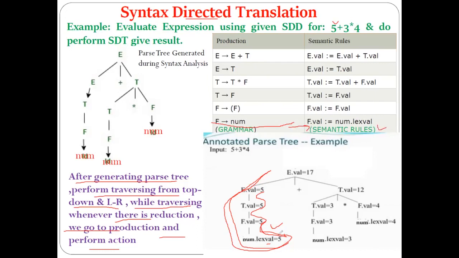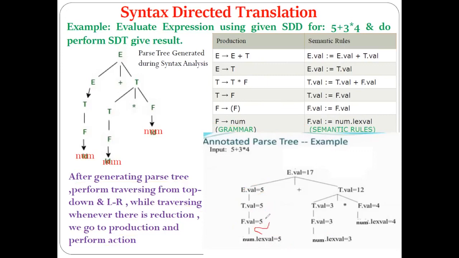So whenever there is a reduction, suppose here is a reduction, here is a reduction you have performed to evaluate the value. Whenever you see the reduction, you have to perform the respective action. So your reduction is what? Num reduced to f. That is the reason you have to perform this semantic rule, or the semantic action. What semantic action? Num.lexval is assigned to f.val, and that is the reason you are writing f.val equal to 5. So this rule you should keep in mind: whenever we are traversing, whenever there is a reduction, you go to the production and perform the action. Same thing we have done everywhere.